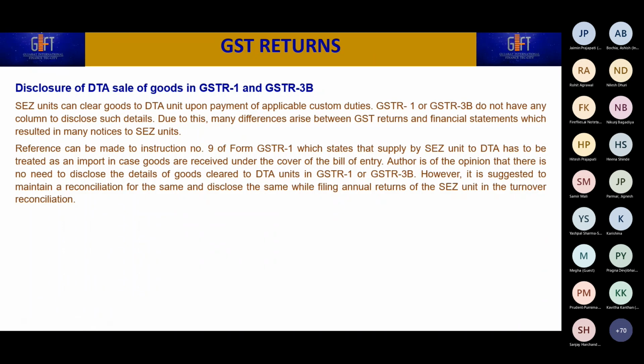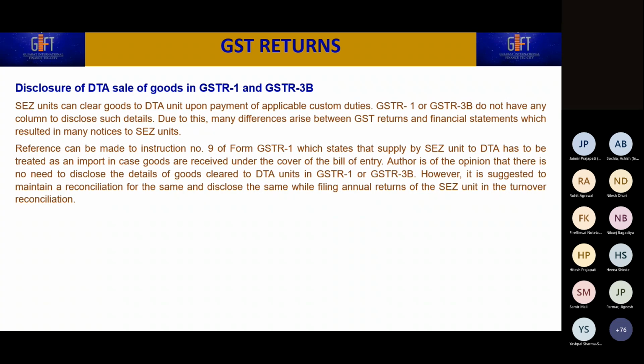Many times we get the question, if we sell any goods to DTA, whether we have to disclose the same in GSTR1 or not. If we sell any goods to a DTA unit, it will go through the bill of entry route. If it goes through bill of entry, it will be treated as an import transaction for the DTA buyer, and he will take input credit under the category of import. So we don't need to report it under GSTR1 or 3B, and we don't have to issue a tax invoice for it. We have to issue a normal commercial invoice only, because there is no tax requirement to pay on SEZ unit for DTA supply.